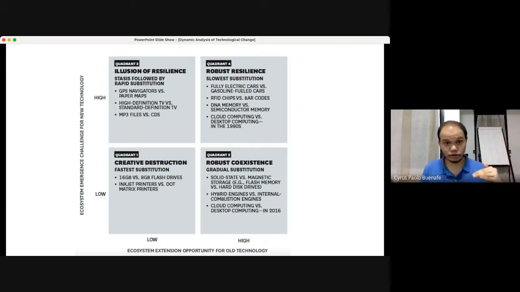Whereas if you go lower along the y-axis, this would mean that the new technology can be adopted right away. Whereas if you move from left to right, the ones on the right would tell you that the old technology can still be improved, whereas the ones on the left would tell you that the old technology can no longer be improved. And if you've noticed, the lower half, quadrant one and quadrant two, at least in this description, these would be the examples that Clayton Christensen actually talked about.